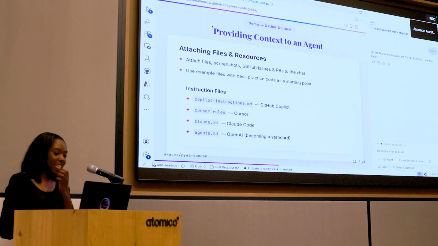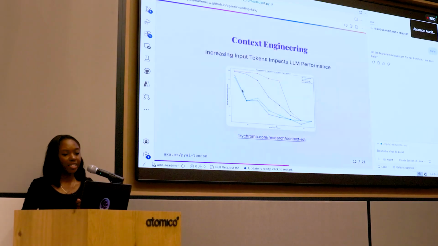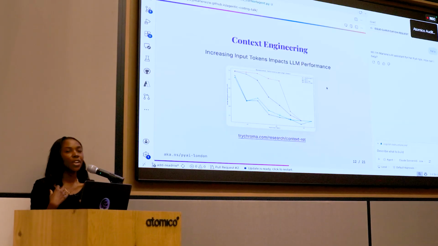Another thing that we need to think about is context rot or context bloat. And this happens in terms of how much context you're sending to your agent or to your LLM.